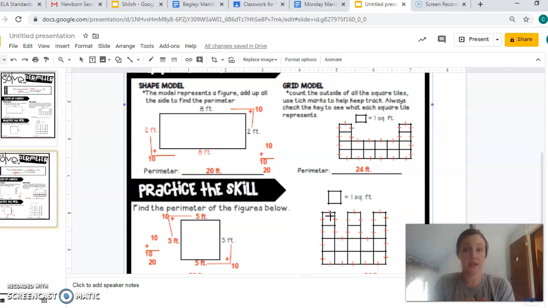Because you need this, because you're going to use this tomorrow for your assignment, and then we're going to have a quiz in a few more days, probably next week, and you're going to model for me that you understand what perimeter is.